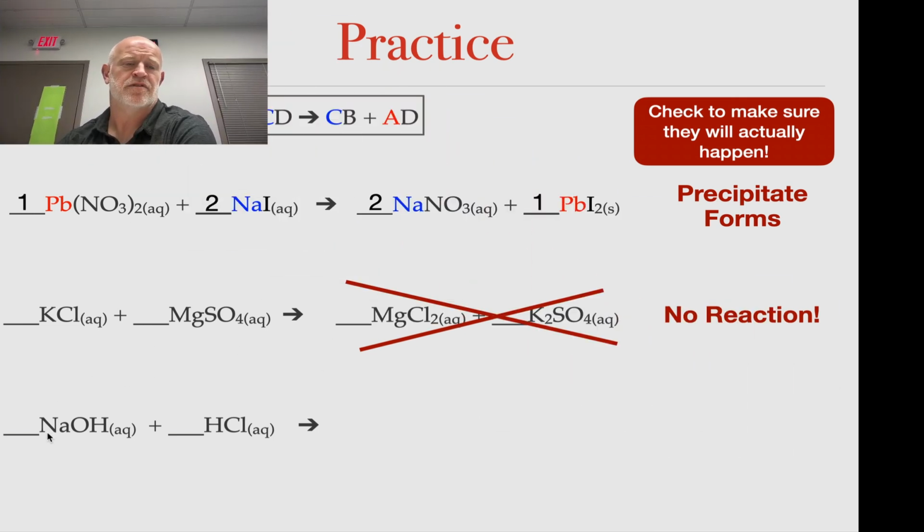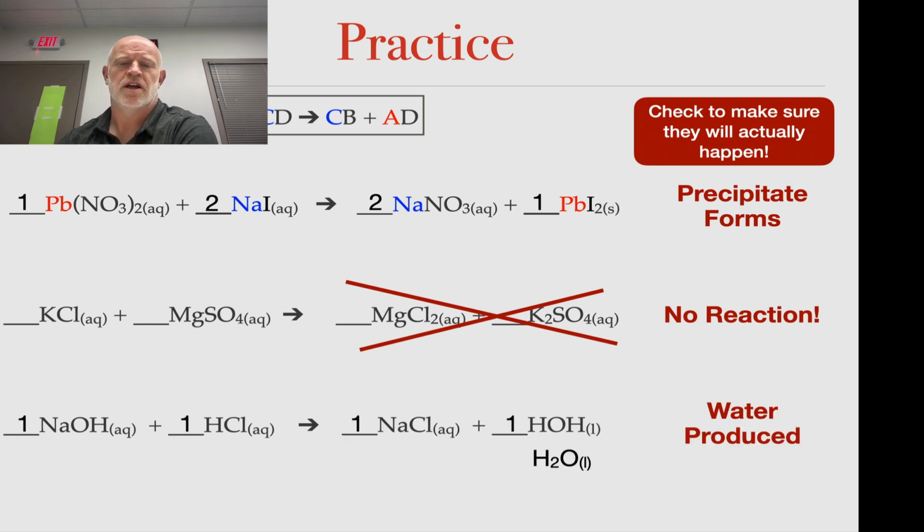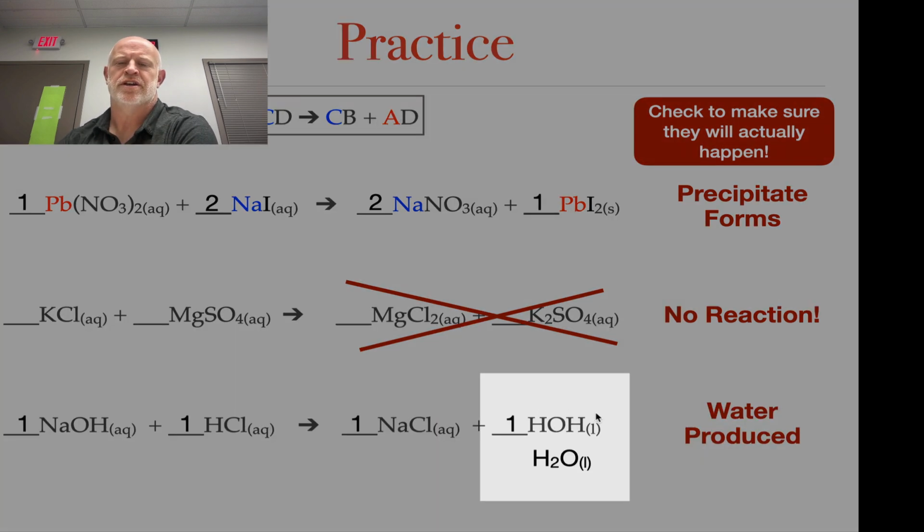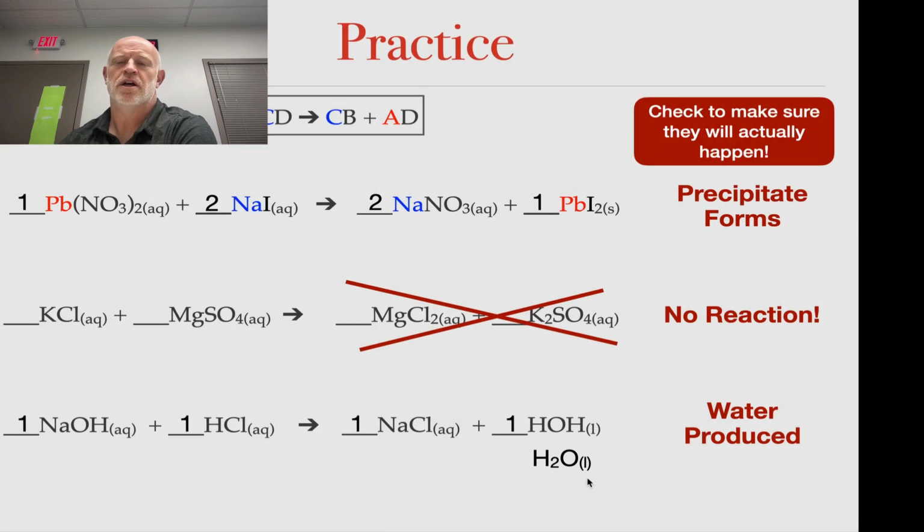Finally, we would have the example of sodium hydroxide reacting with hydrochloric acid. Again, when they mix together, we would get this kind of weird chemical HOH, which then hopefully we could identify that that is just water, or is our H2O, when the hydrogen switches places with the sodium. And because we're producing water, this reaction would also happen.